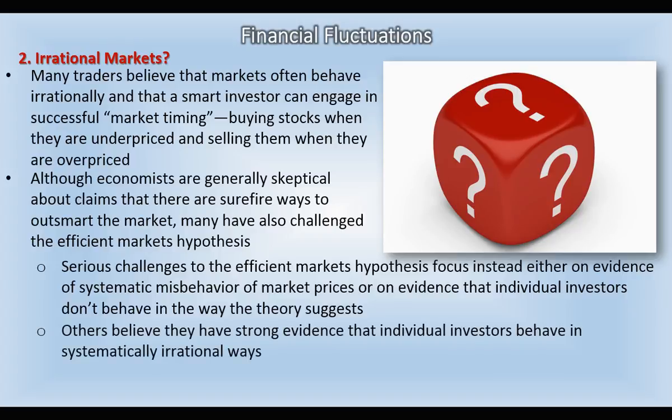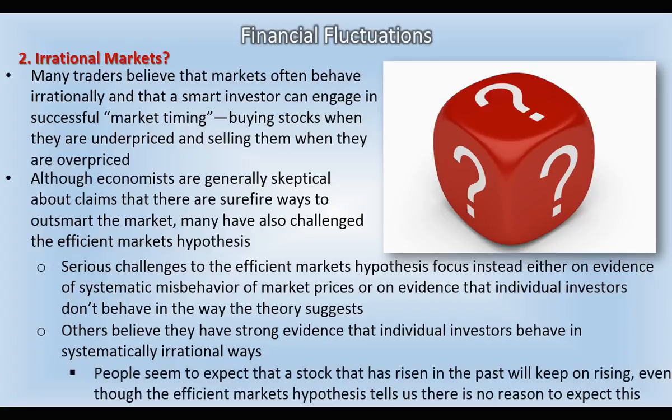Others believe that they have strong evidence that individual investors behave in systematically irrational ways. So others believe that you can actually figure out the system of craziness that people engage in their investing behavior. So people seem to expect that a stock that has risen in the past will keep on rising, even though the efficient market hypothesis tells us that there's no reason to expect this. So again, animal spirits guide people to think things that maybe are not necessarily logical, but then that might actually create a situation in which you can predict what might happen to asset prices by incorporating that understanding of that craziness into your models of predicting prices. So it's a really tricky sort of process.